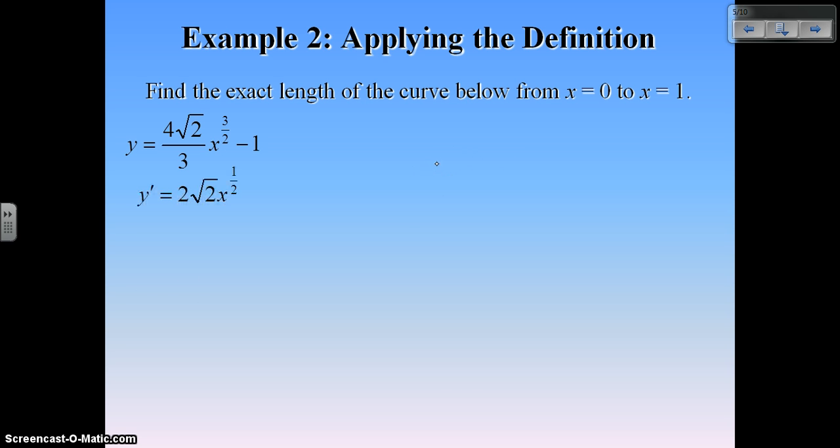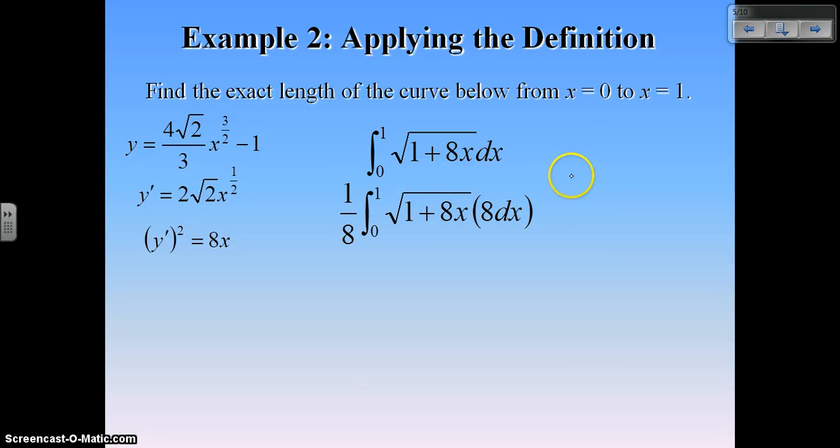So let's start by finding the derivative. So we'll take the 3/2 out front. The 3's cancel. 2 goes into 4 2 times. And then we subtract 1. So instead of 3/2, it goes down to 1/2. And the derivative of -1 is nothing. Now we take that derivative and we square it. Well, 2 radical 2 squared is 8. X to the 1/2 squared is just x. So all of that goes down to 8x. 1 plus the derivative squared would be 1 plus 8x from 0 to 1.